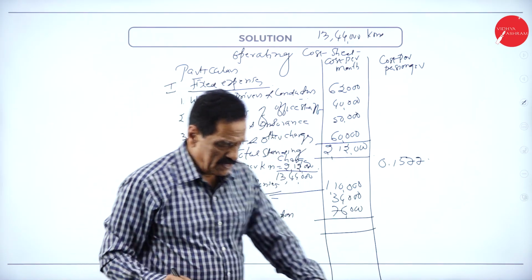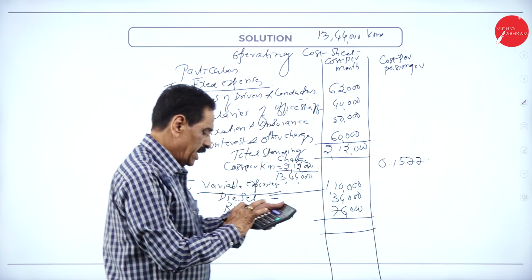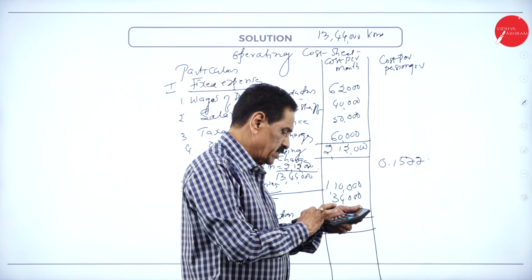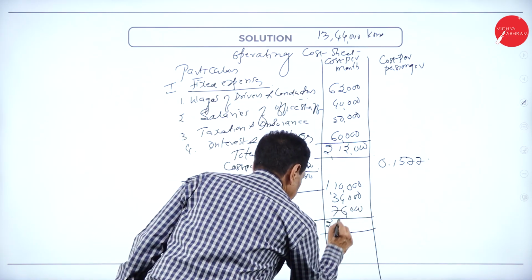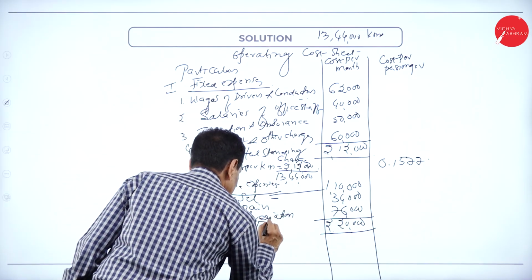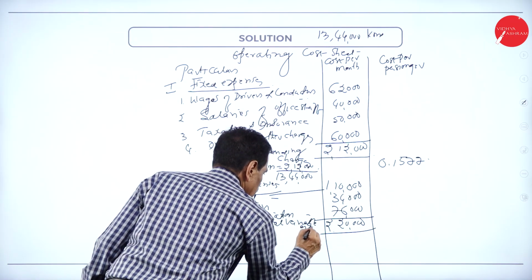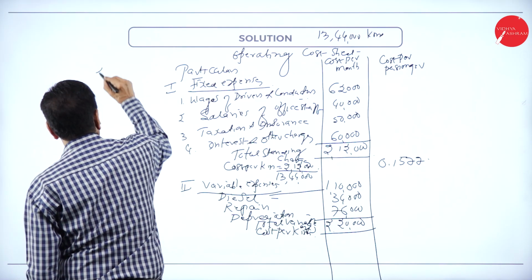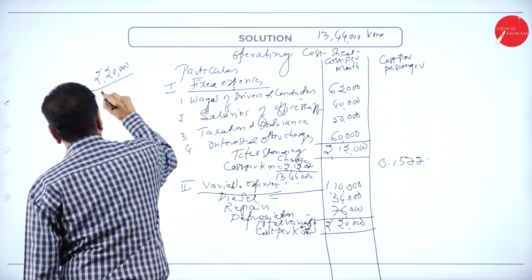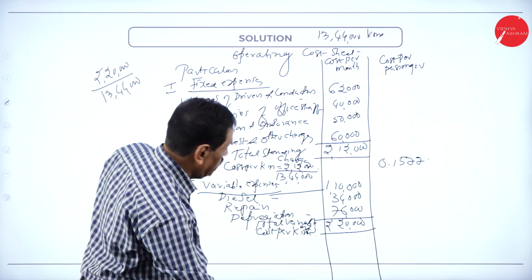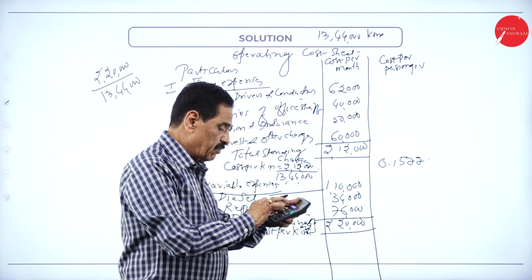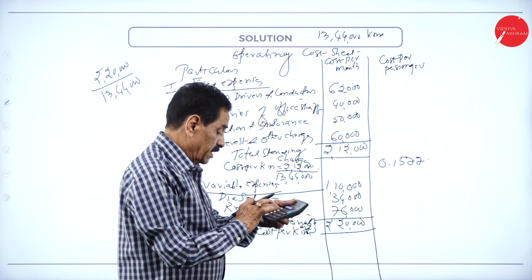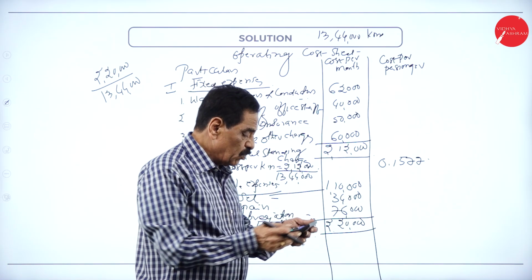Add. This is 1,10,000 plus 34,000 plus 76,000, 2,20,000. Total variable expenses, 2,20,000. So cost per kilometer, 2,20,000 divided by 13,44,000. It comes to 0.1636.